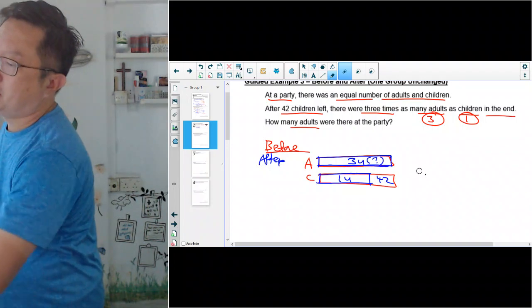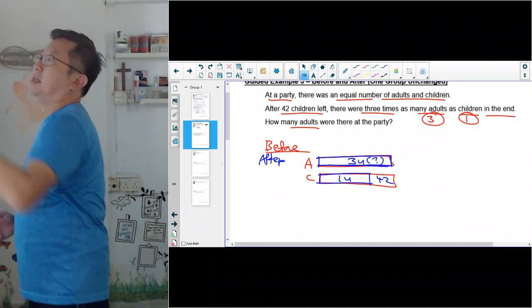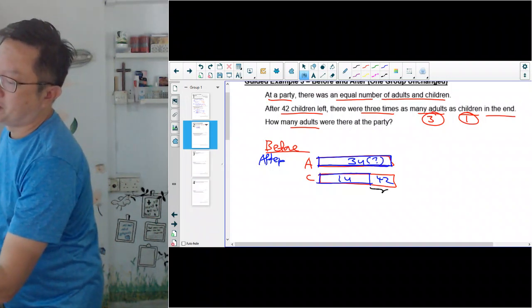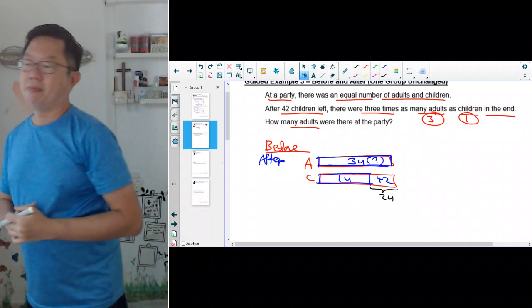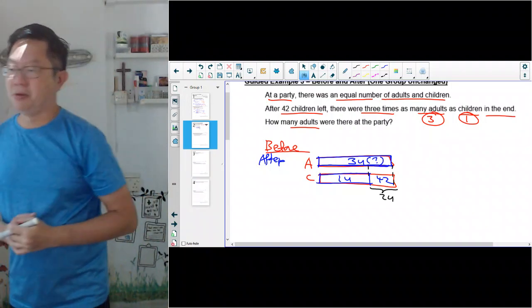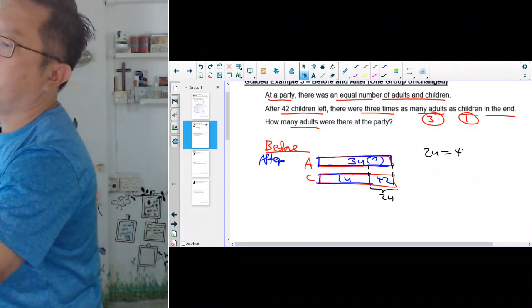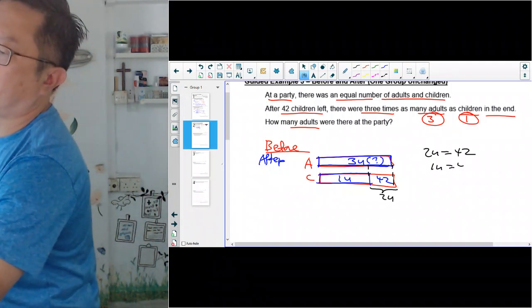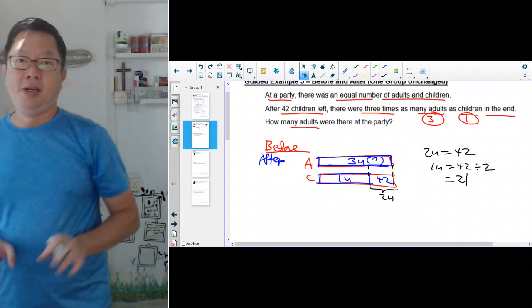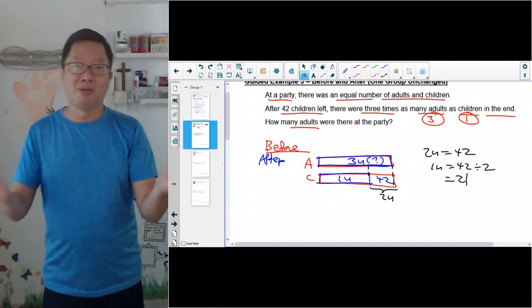And how do you actually do that? If you look carefully, what is the difference? You have 3 units minus 1 unit, that will give you a difference of 2 units. Right, difference. Okay, so that is how you get the difference of 2 units. And then your 2 units is equal to 42, and then your 1 unit will be 42 divided by 2, your 1 unit is 21. So once you get 1 unit is 21, you can solve the problem already.